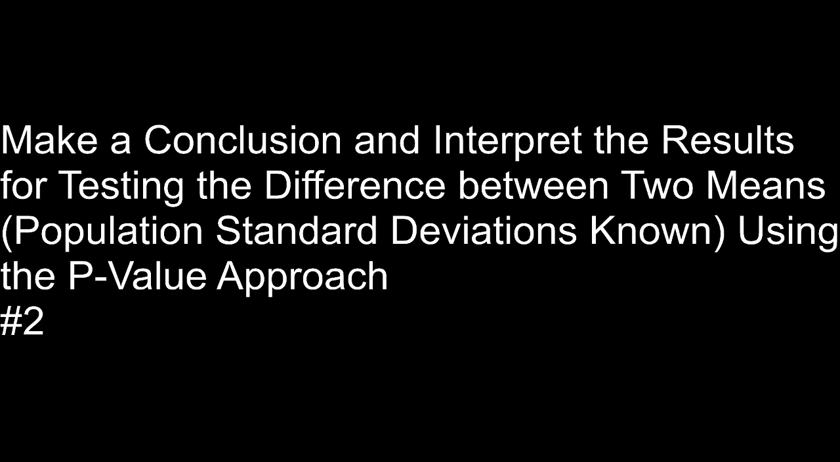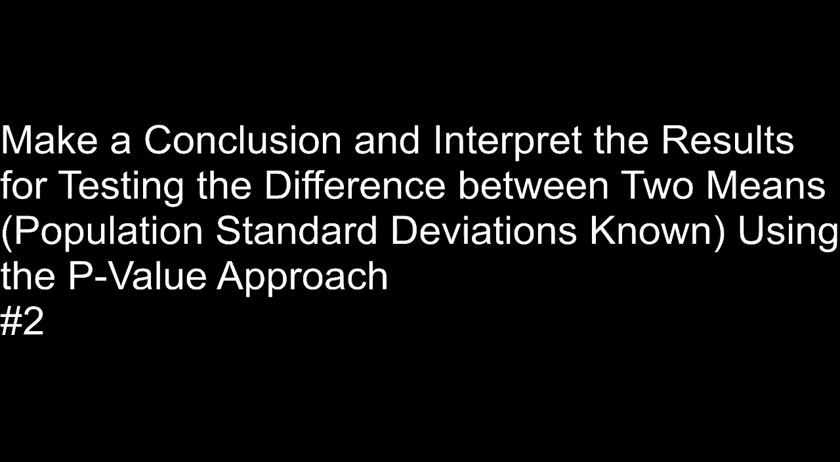This video is on the objective: make a conclusion and interpret the results for testing the difference between two means. This is with population standard deviations known, so your test statistic is going to be a z-score. You're going to be working with a normal distribution as opposed to the Student's t distribution. And this is using the p-value approach.